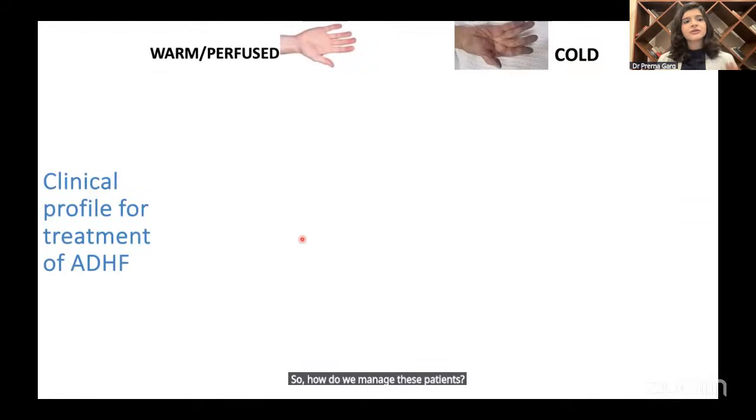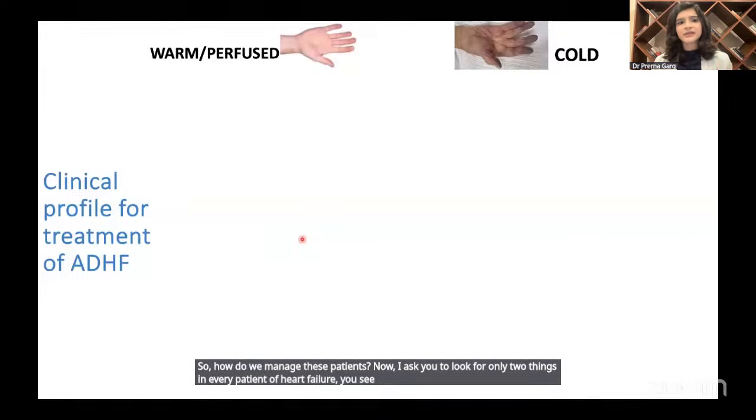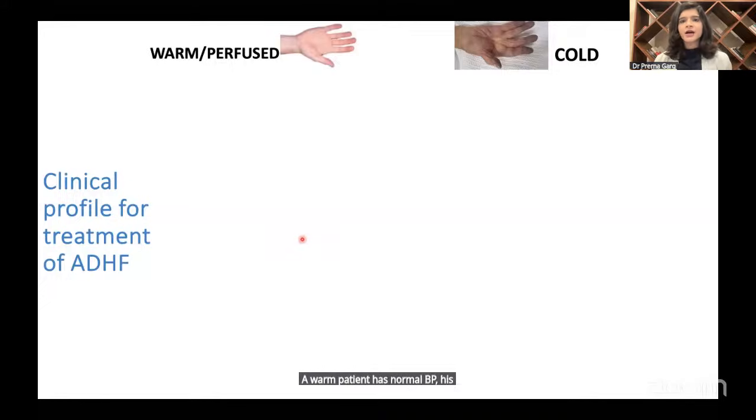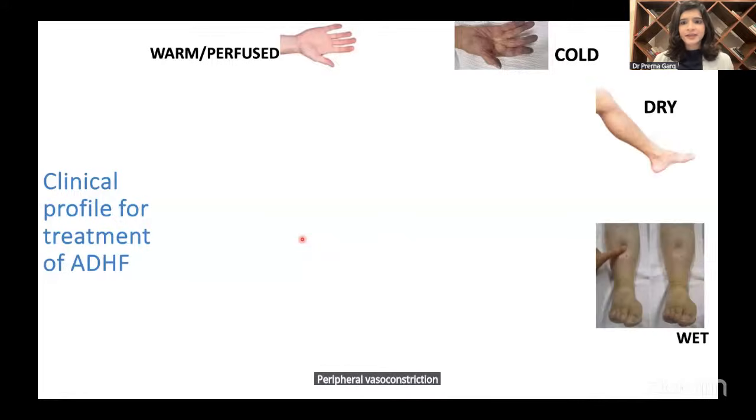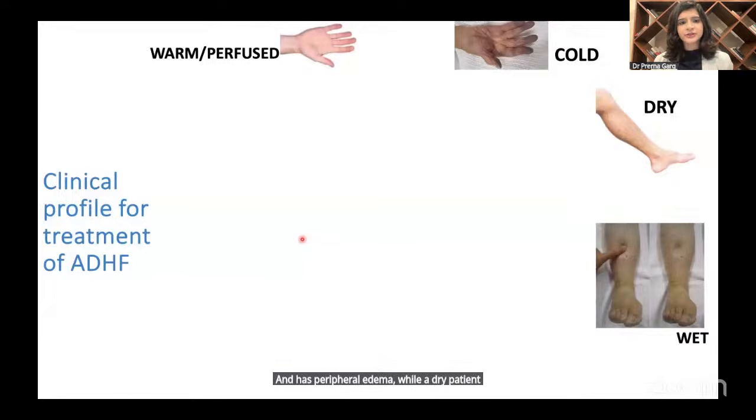So how do we manage these patients? Now I ask you to look for only two things in every patient of heart failure you see. The first thing we are going to see are their peripheries. We are going to see if the patient is warm or cold. A warm patient has normal BP, his peripheries are warm. A cold patient is hypotensive, peripheral vasoconstriction has set in. The second thing I want you to search for is if the patient is wet or dry. A wet patient has creps in the lung and has peripheral edema, while a dry patient, no creps, no edema.